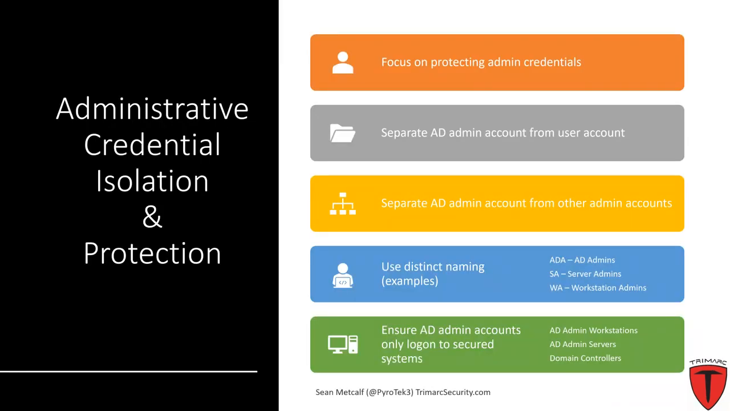And I have some key items here which are listed in order to protect the admin credentials, making sure there's a separate admin account from a user account. The admin accounts for AD administration should be different from the admin accounts used for other administration types, so not mixing AD and, say, Exchange. And Trimarc recommends distinct naming standards for each level of administration: AD admins, server admins, workstation admins. Having this distinct naming makes it easier to determine when an account logs on somewhere that it shouldn't. So you can look at the log and identify, okay, this is an Active Directory admin account. It should not be logging onto this workstation, or we should not see a log-on session to this workstation. You can also restrict where AD admin accounts can authenticate using group policy in order to limit that log-on capability.